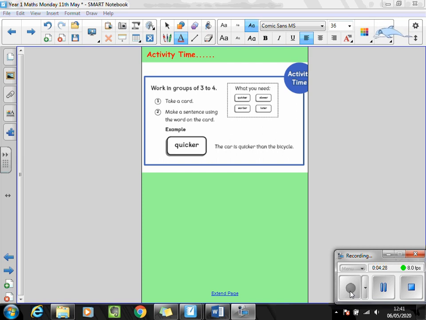Turn the cards face down in the middle of the table. Take in turns to pick a card. Try and make a sentence using the word on the card. For example, the car is quicker than the bicycle. Think about real life examples where you might use these 4 key words to compare time.